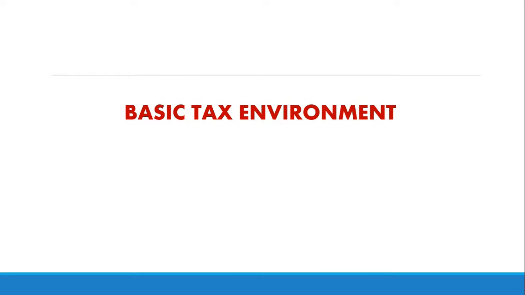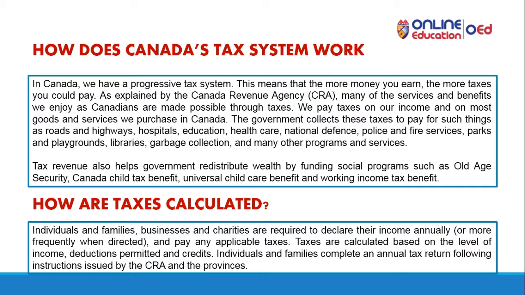All right, so we have the basic tax environment in Canada. How does Canada's tax system work? In Canada, we have a progressive tax system. This means that the more money you earn, the more taxes you could pay. As explained by the Canada Revenue Agency, many of the services and benefits we enjoy as Canadians are made possible through taxes.